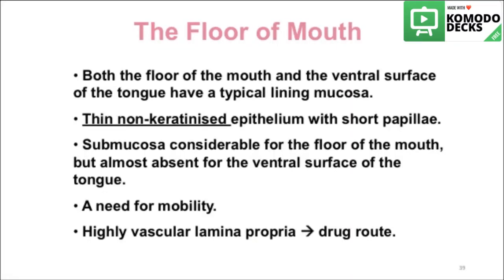The floor of the mouth, along with the ventral surface of the tongue, have a typical continuous lining mucosa composed of a thin, non-keratinized epithelium. The connective tissue or the lamina propria have short papillae, and the submucosa of the floor of the mouth has considerable thickness, while it is almost absent in the ventral surface of the tongue. In these two sites, we have high need for mobility, and we have highly vascular lamina propria, which is a main sublingual drug route.